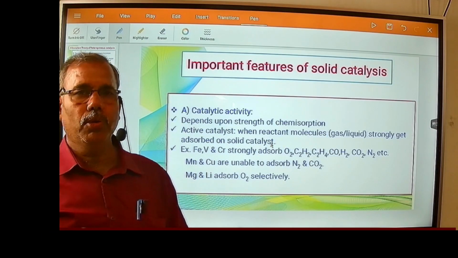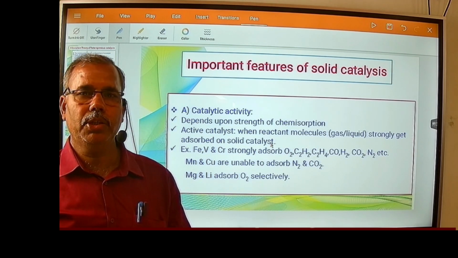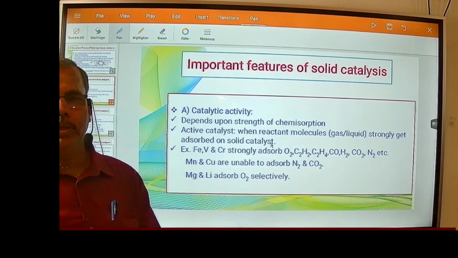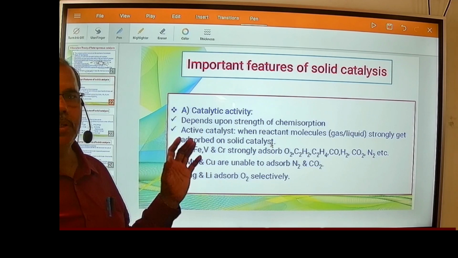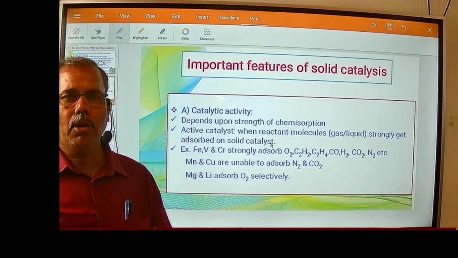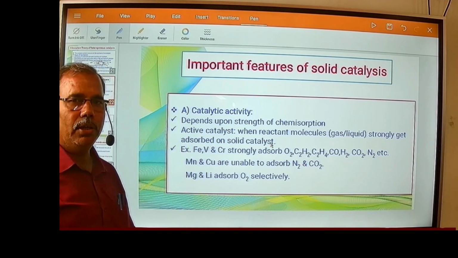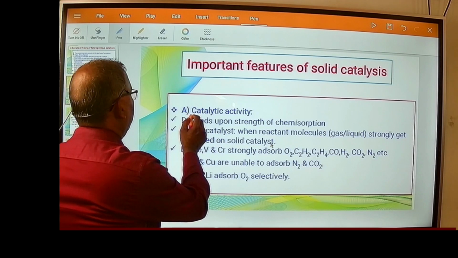So as we know, solid catalysis means the catalyst in this process is in solid state and the reactants may be in liquid state or in gaseous state. So what are the features of this catalysis, how they are affected by different factors, so that is described in this topic. The first feature is catalytic activity.